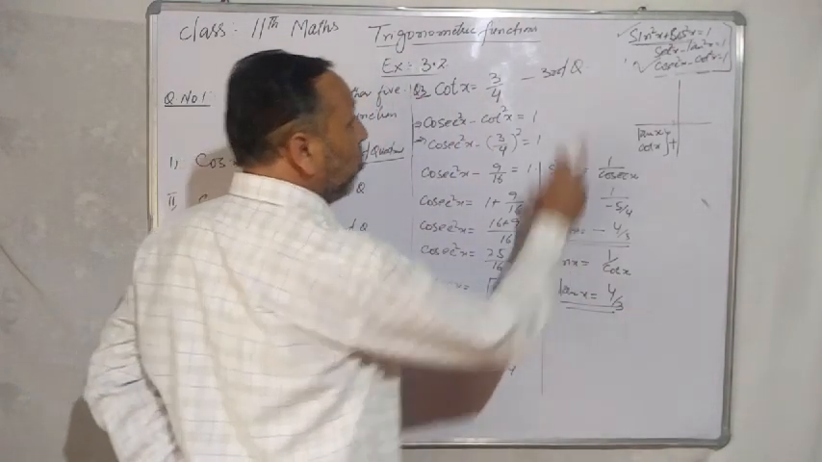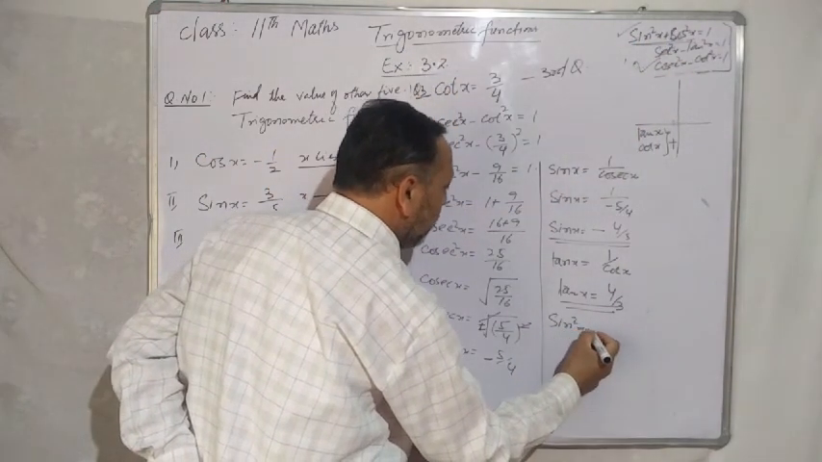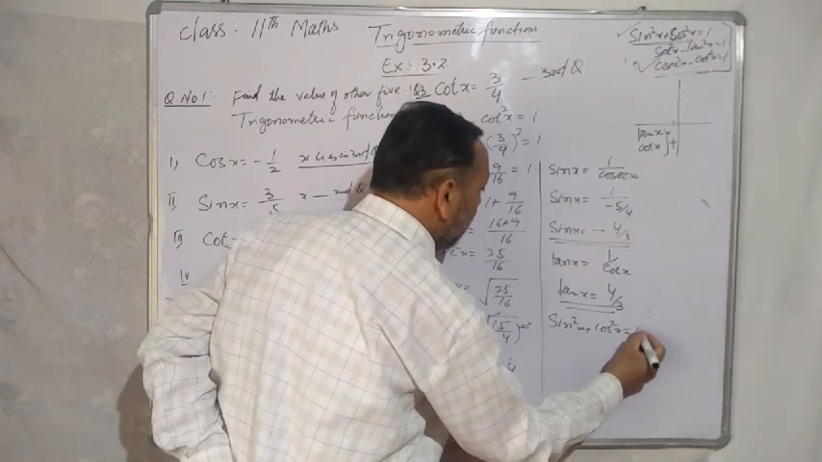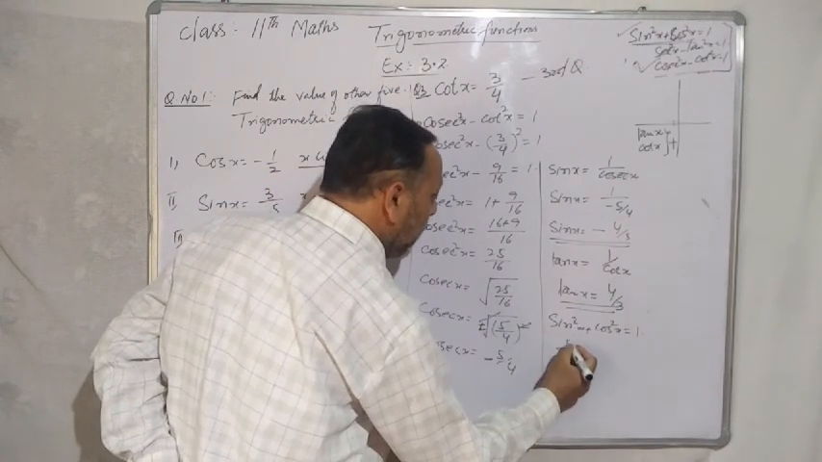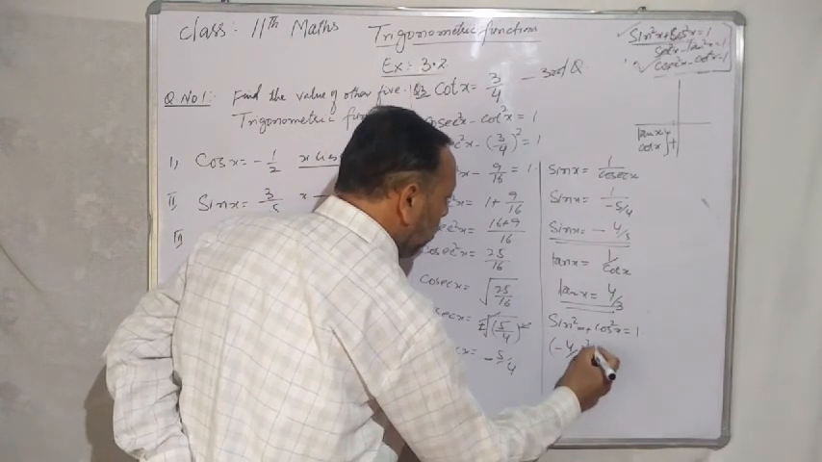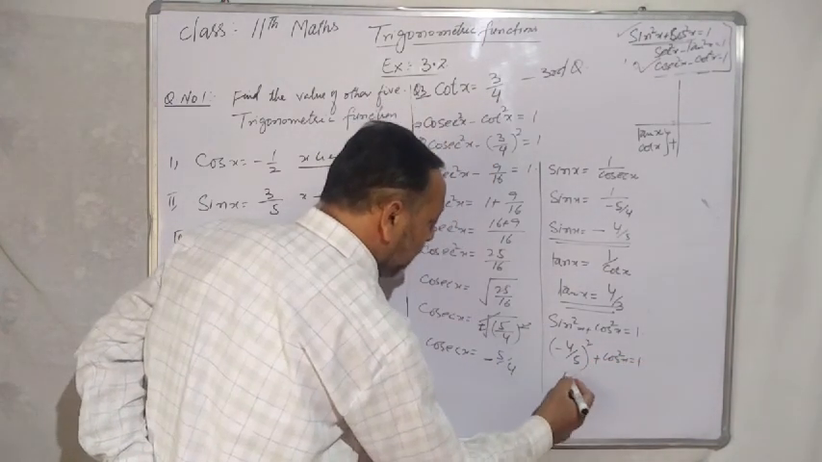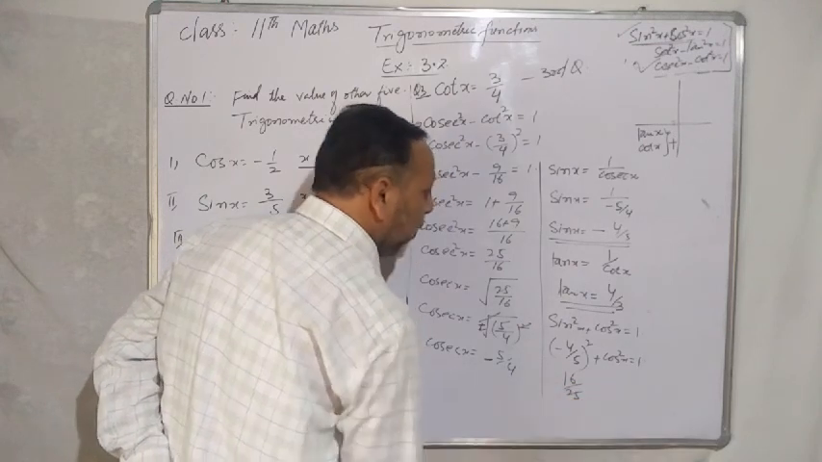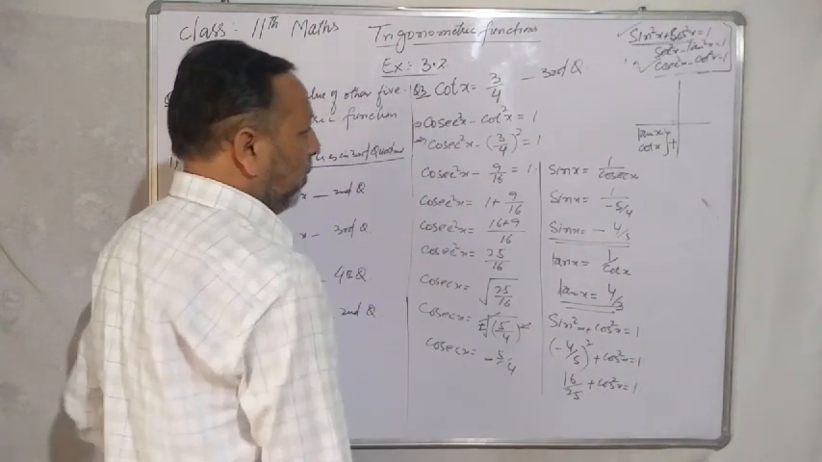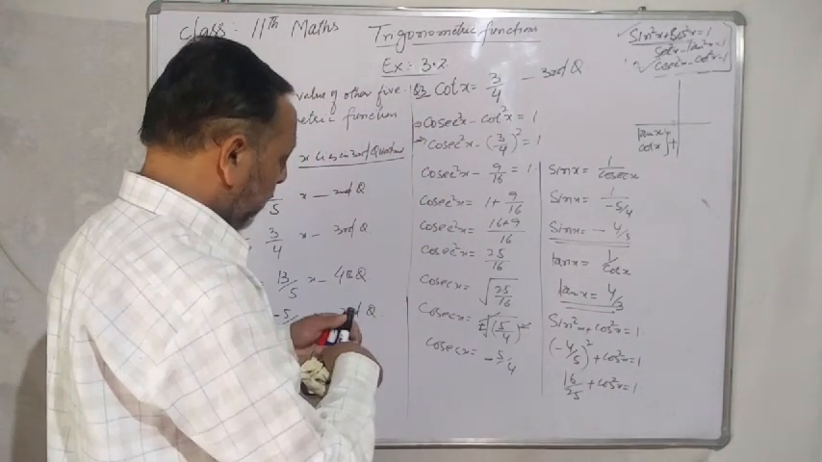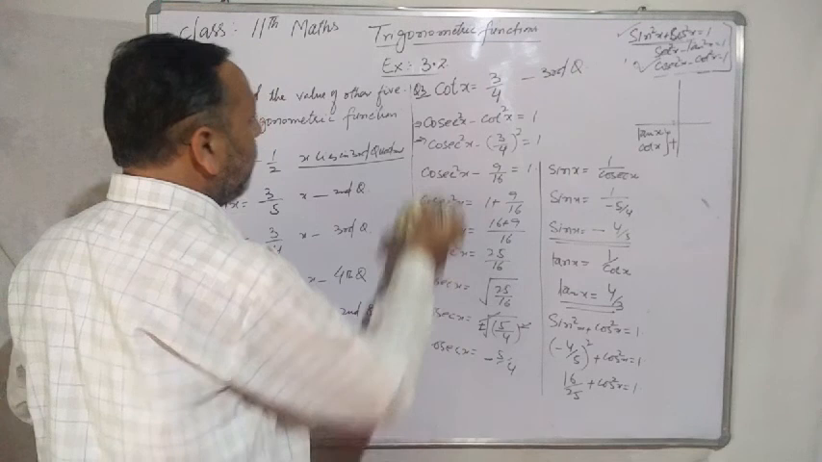Now we know sin, we can find cos. Use the identity. Sin square x plus cos square x is equal to 1. Sin square x, what is sin x? It's minus 4 by 5. It is minus 4 by 5 whole square plus cos square x is equal to 1. So it means 16 by 25 plus cos square x is equal to 1. When you pause the video and note it down, let me rub this part.